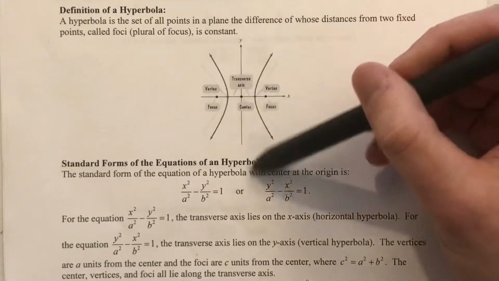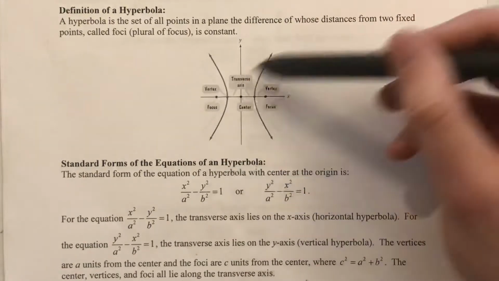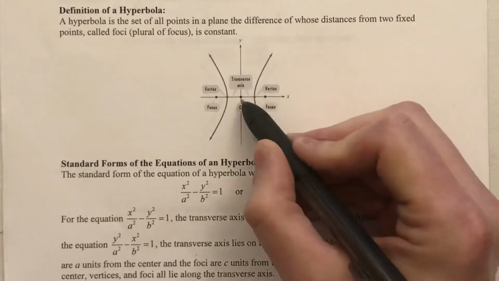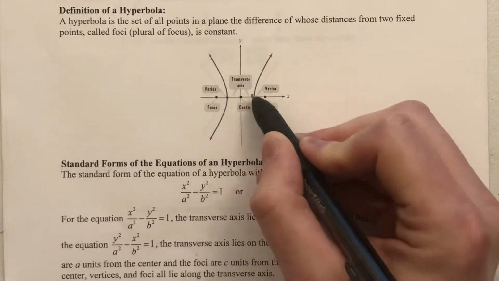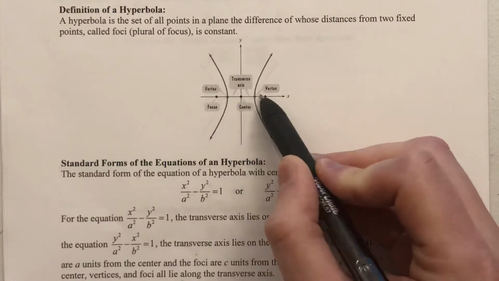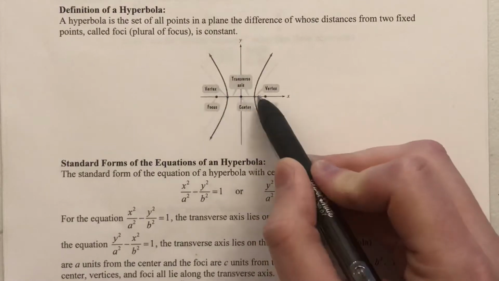Notice the other axis will not. The other axis will go between the two pieces of this graph. But the axis that hits them we refer to as the transverse axis. That will have the center there. It will also have these points, which we will refer to as the vertices, right? Vertex, the two different vertices.